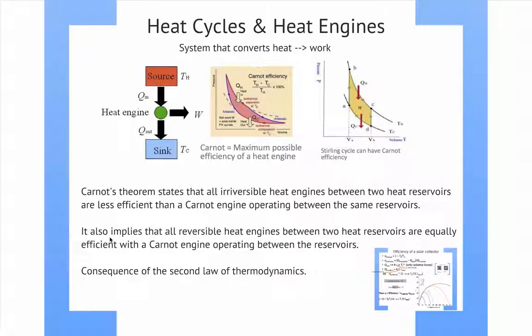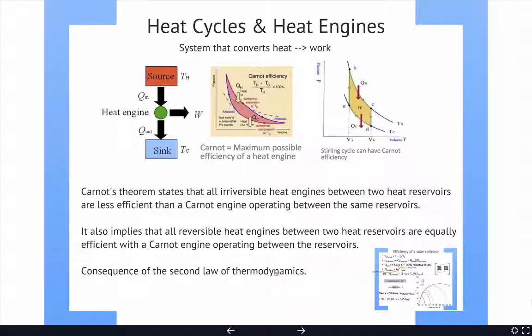This concept also implies that all reversible heat engines between two heat reservoirs are equally efficient with the Carnot engine operating between the reservoirs. Which means that if you have a reversible heat engine, which of course does not exist in actual nature, they are all equivalent. In other words, if you design one, theoretically, it will be basically the same as any other one. This is a little bit of an abstract concept, not so important for us, but it's a consequence of the second law of thermodynamics. Let's not worry too much about it.